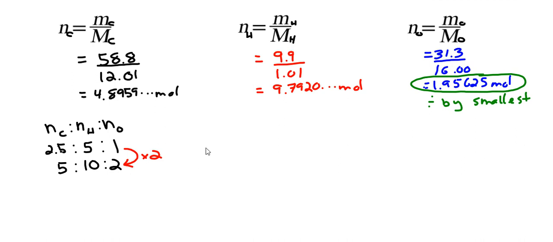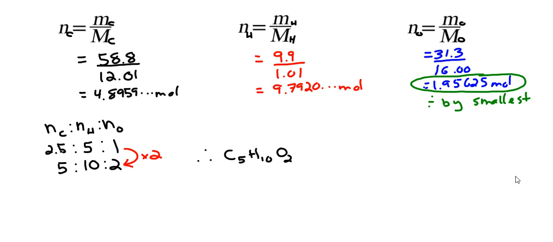We can say, therefore, that the empirical formula for this unknown sample of hydrogen, carbon, and oxygen would be carbon 5, hydrogen 10, and oxygen 2. So this is the empirical formula that we found for this example.